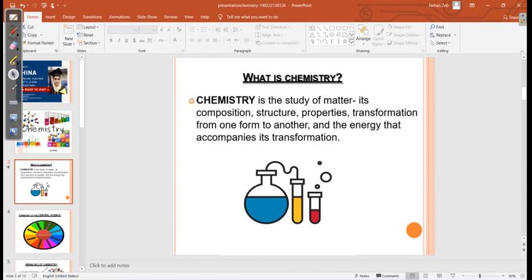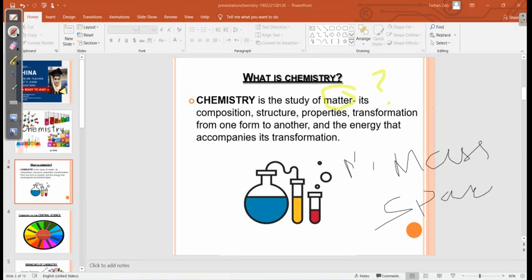What is chemistry? Chemistry is the study of matter. Now, what is matter? It's a good question. The answer to this question is: anything which has mass and occupies space. Anything which has mass and occupies space is called matter.